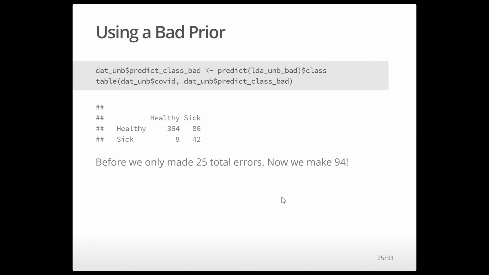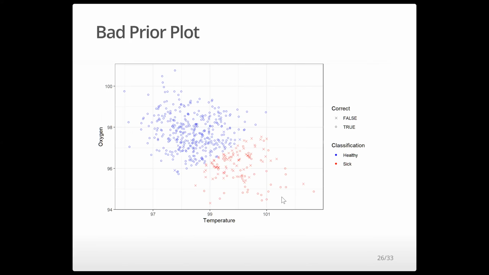So we generally want to leave the actual prior probability at the default, unless we have a good reason not to, such as incorporating the cost. Here we see what happens with the bad prior, and you see we have quite a few false positives. Red X's are false positives. So we're making a lot more errors among people who are actually healthy.